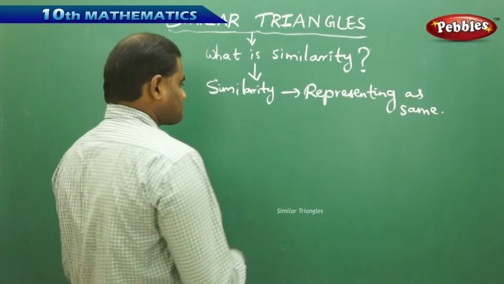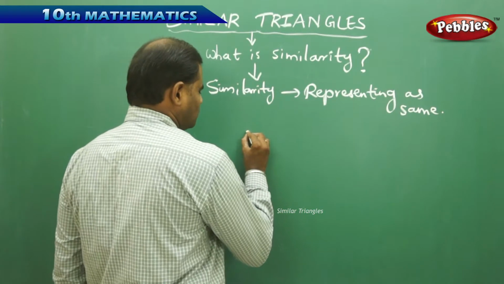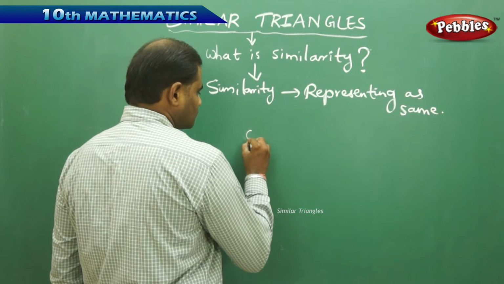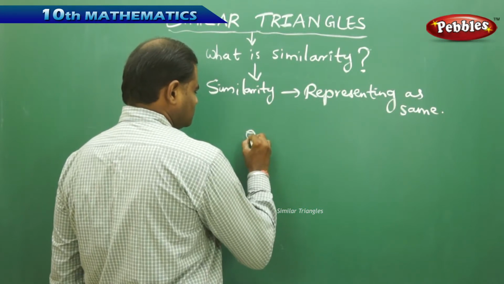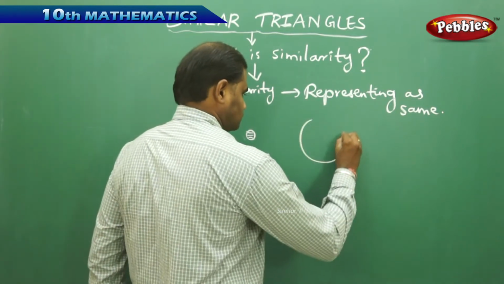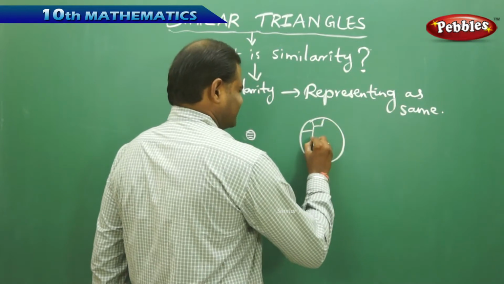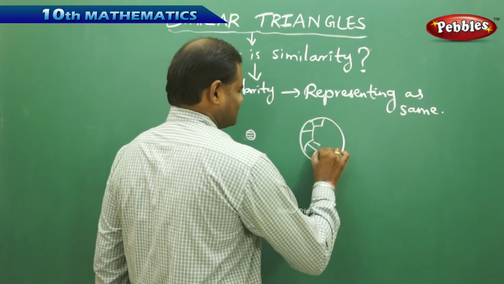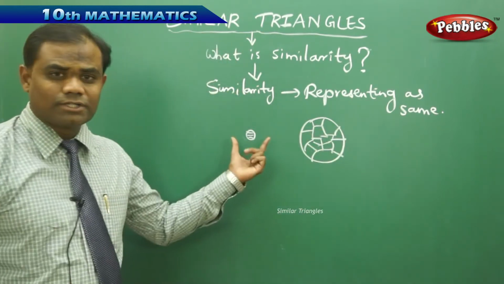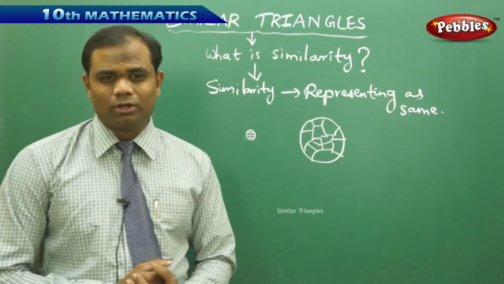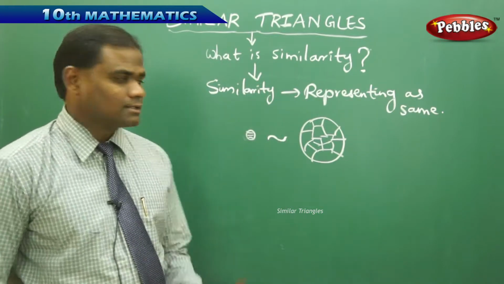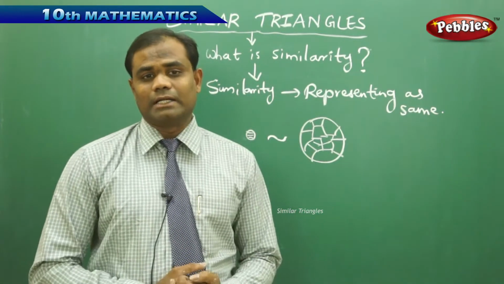Say, for example, I take a small cricket ball, and then I take a huge football. Then I say that these two objects, the cricket ball and the football, are similar. The symbol for similarity is this. So we say that the two objects, cricket ball and the football, are similar.